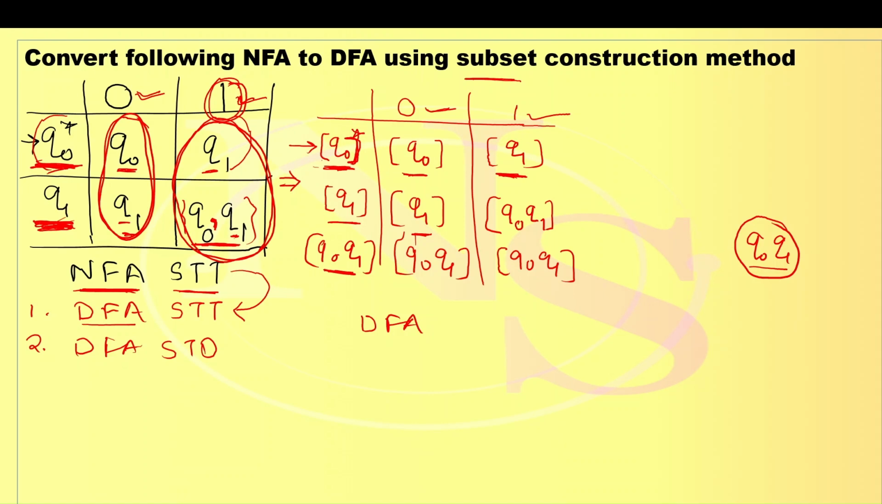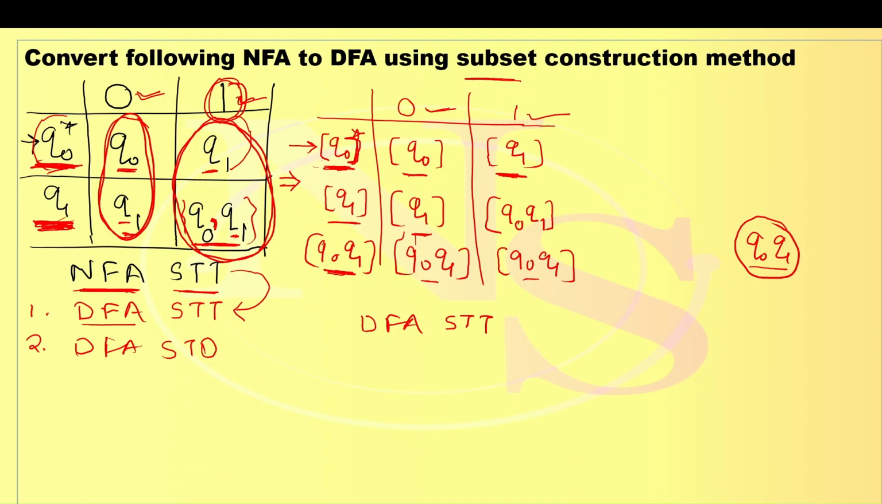What is the new state or new subset derived? q0, q1 is here itself. Again the same q0, q1. So no new subset is derived here. So this is our final DFA state transition table, as no new subset is derived.